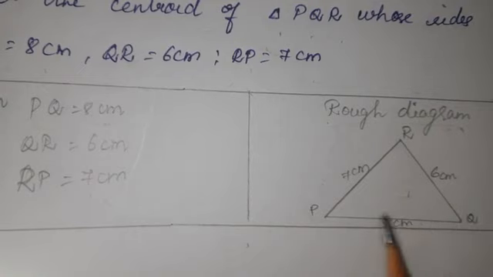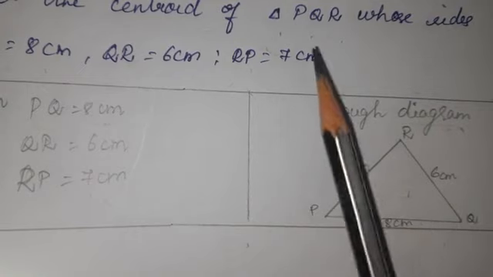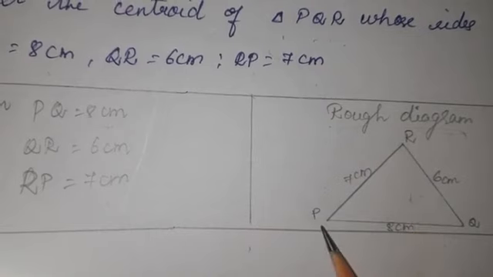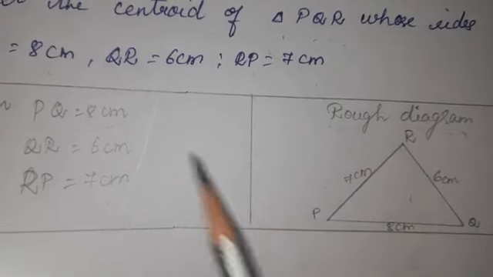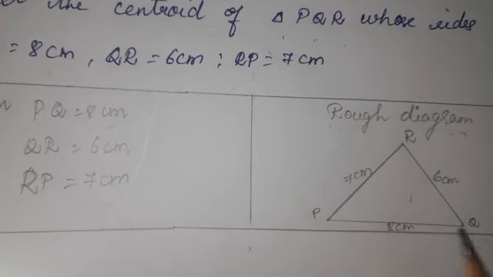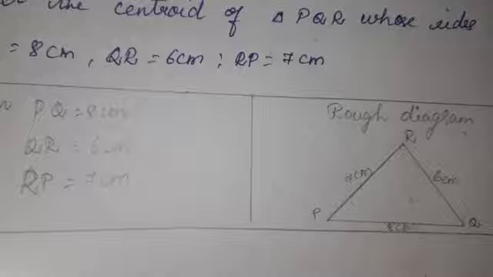Draw the triangle. What is the name of the triangle they gave in the question? PQR. I am writing that here. PQ value they gave us is 8 cm. You should mark 8 cm. Then the QR value they gave us is 6 cm. Here you should write 6 cm. Then the RP value is 7 cm. Write 7 cm. You should write in small size, and it should be written neatly.